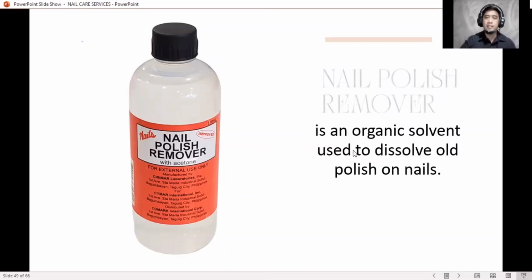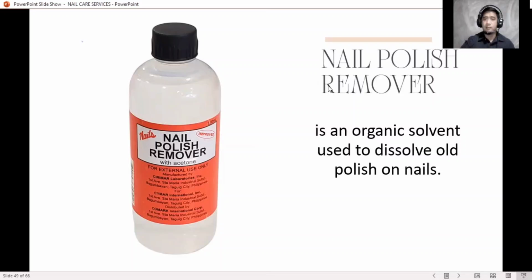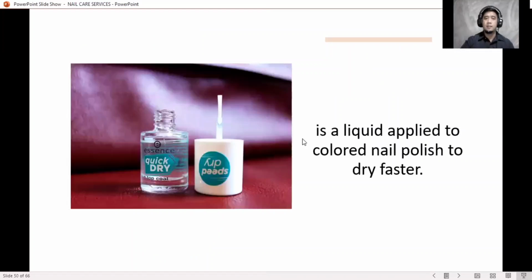We have to use this nail polish remover para mabilis siyang matanggal. Okay, so papalitan mo na, for example, from red, so gawin mo na ibang kulay, so you have to use nail polish remover. The next one is a liquid applied to colored nail polish to dry faster. So kung nagmamadali ka and you want your nail polish to dry faster, you have to use these materials. Okay, we call it quick dry. And so from the word itself, quick dry.